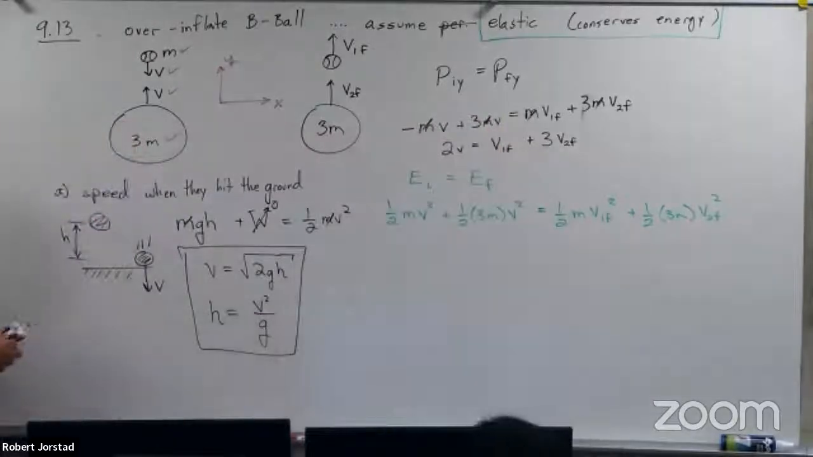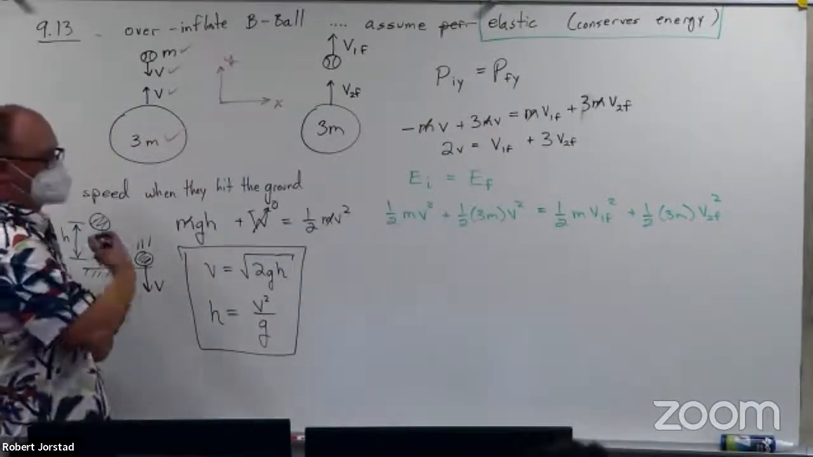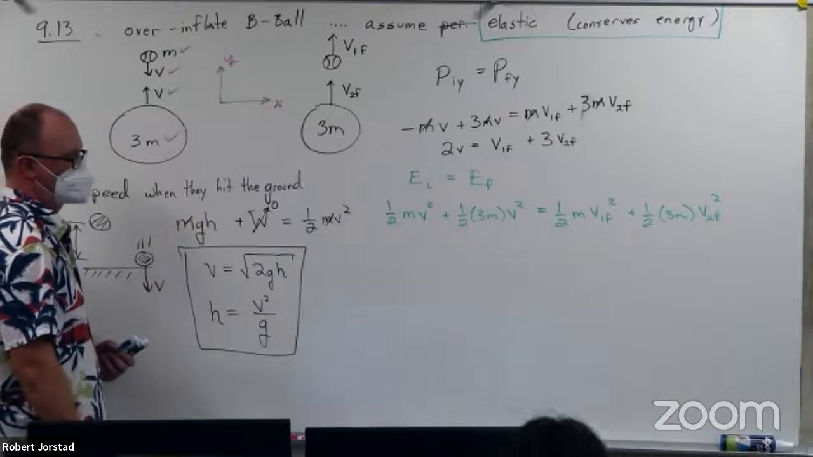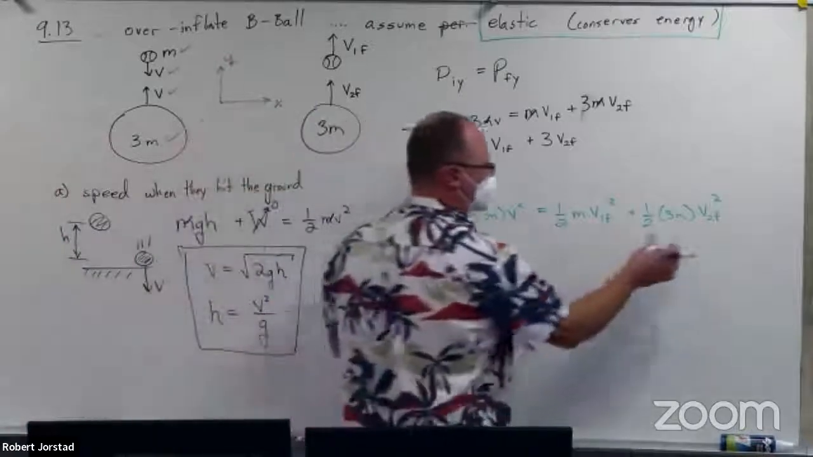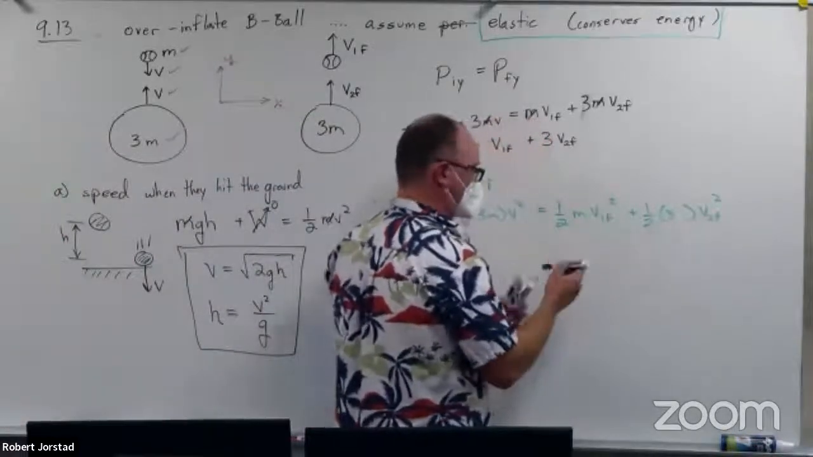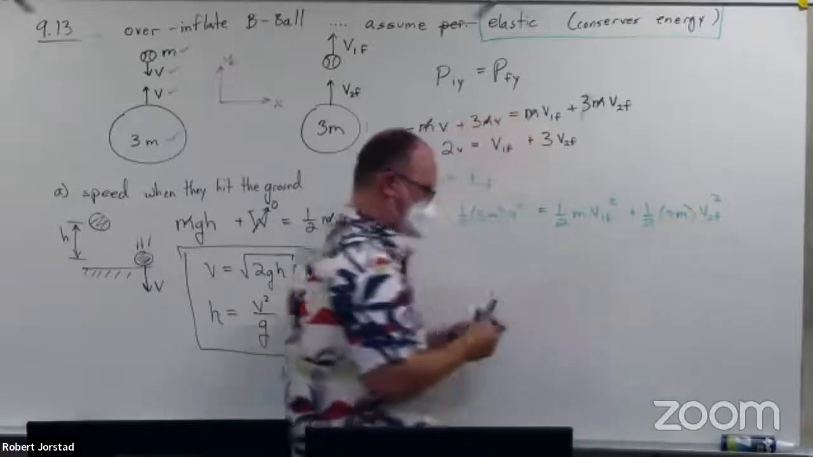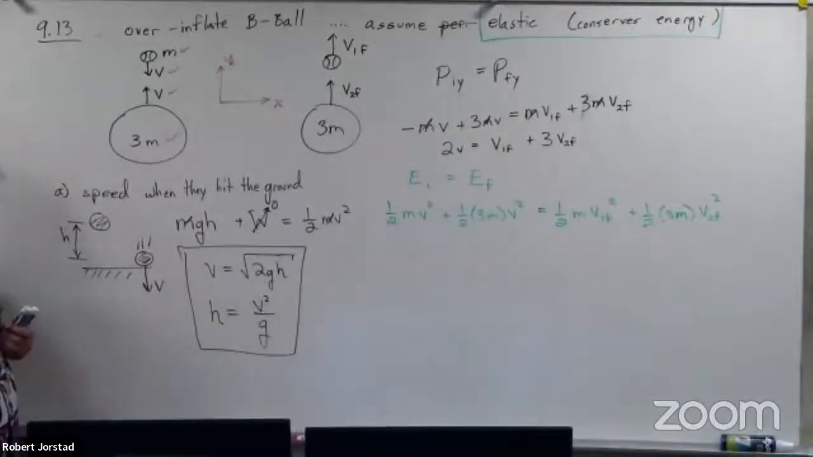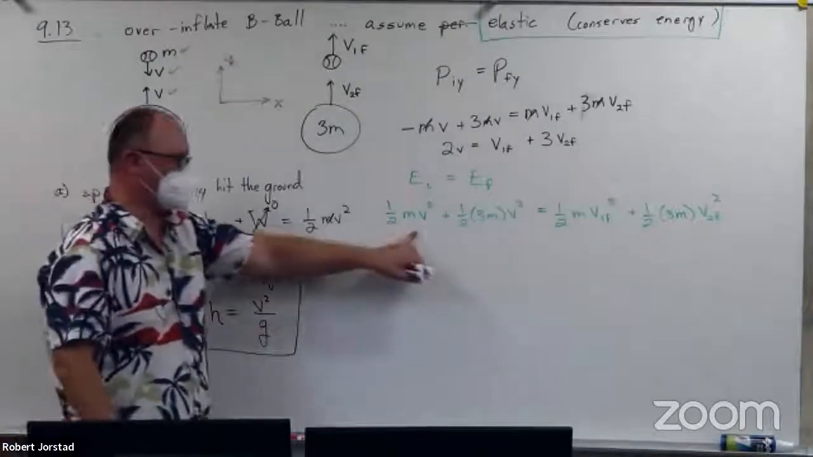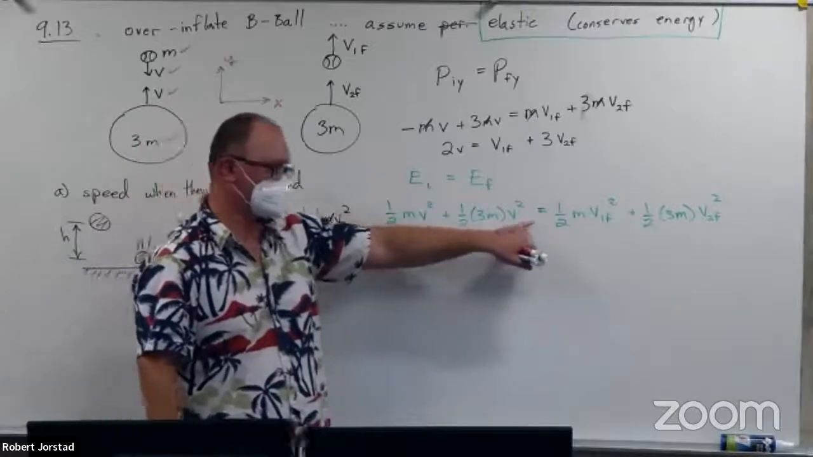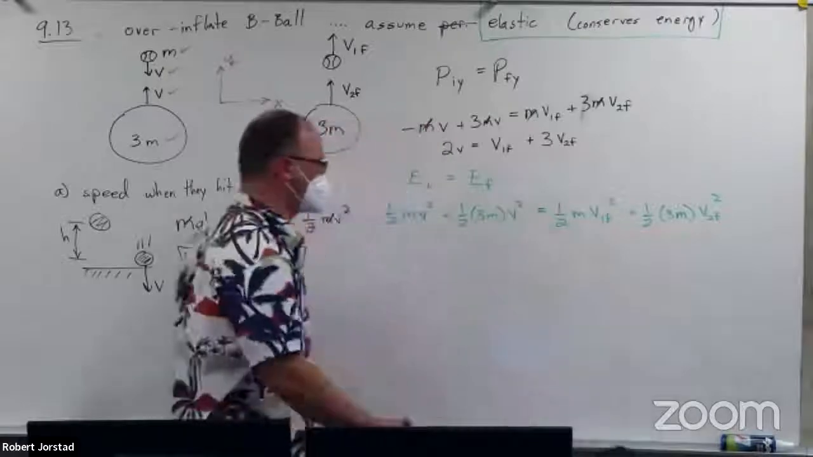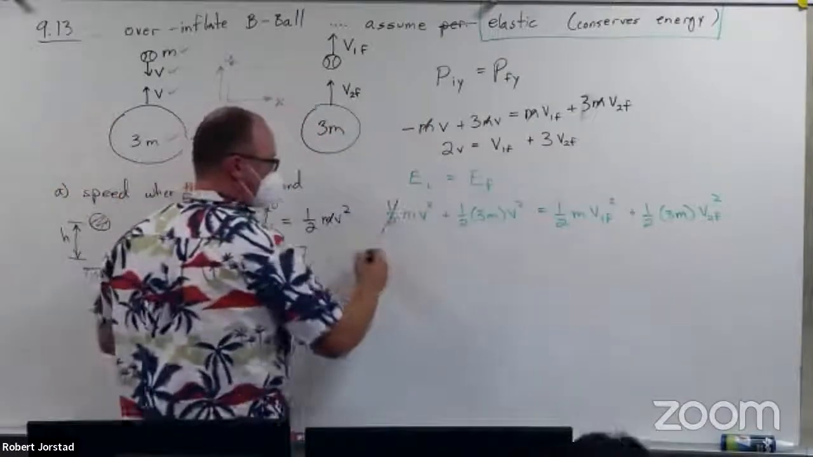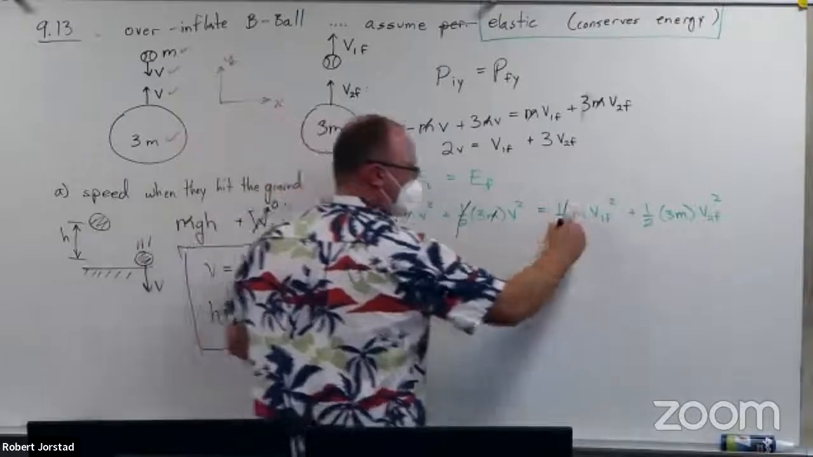What drops out? What does every term have in it? Oh, sorry, I went fast. I'll wait. I'll give you a second. Sorry about that. Do you agree that's just kinetic energy of 1 plus kinetic energy of 2 initial equals kinetic energy of 1 final plus kinetic energy of 2 final? What drops out? The halves and m. The numbers don't.